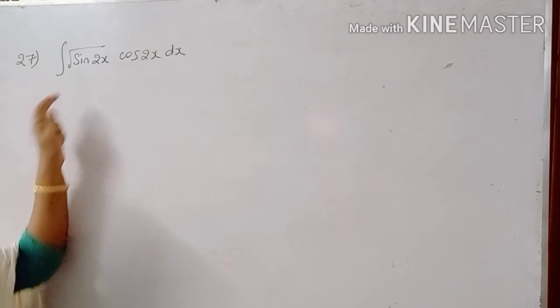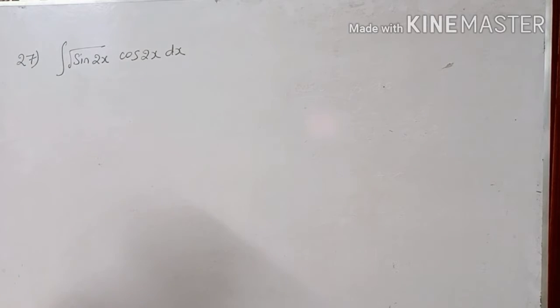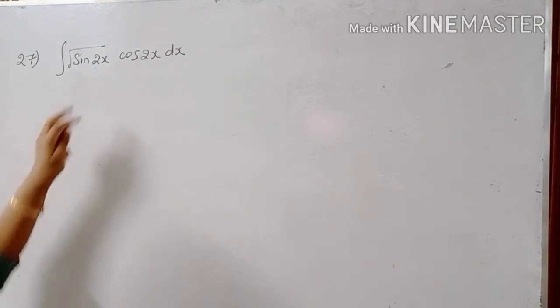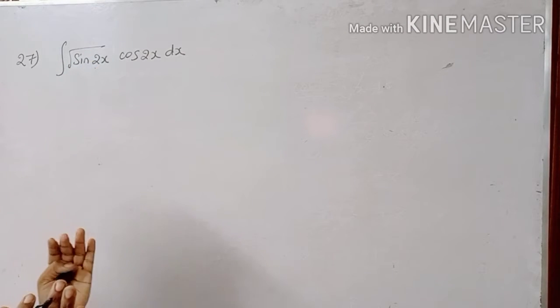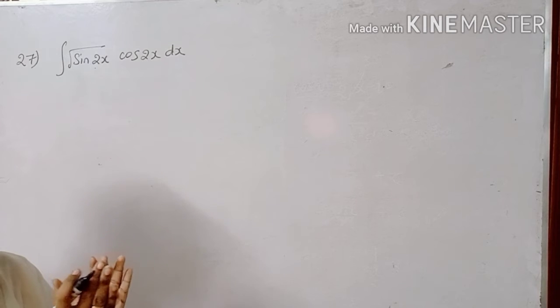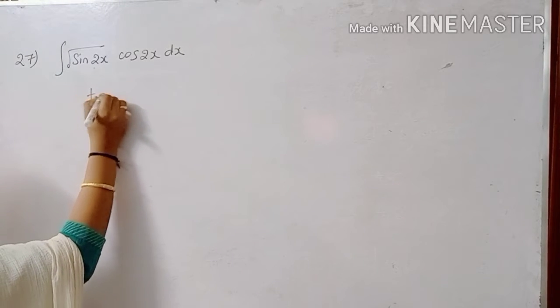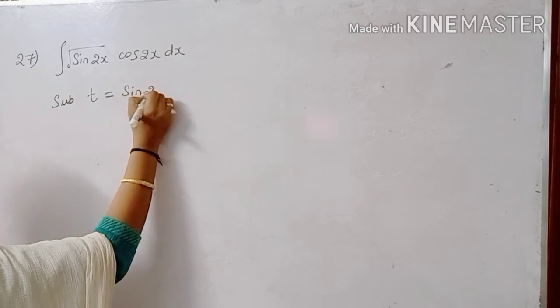Sum number 27. Integral square root of sin 2x cos 2x dx. We take the substitution value to be sin 2x because this is under the square root. Always, if the complicated part is made into a simple part, then the problem is clear. So we take the substitution t equal to sin 2x.